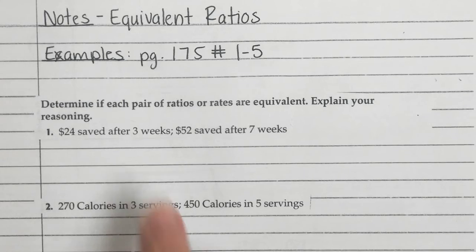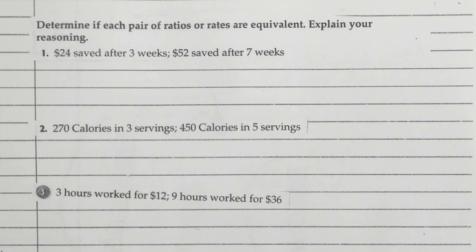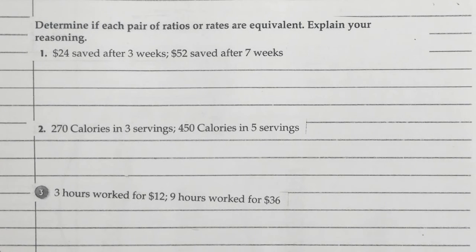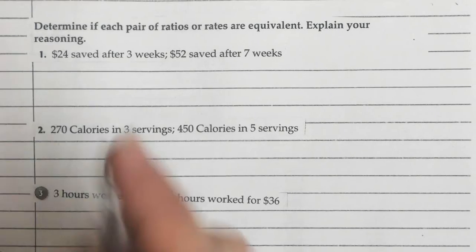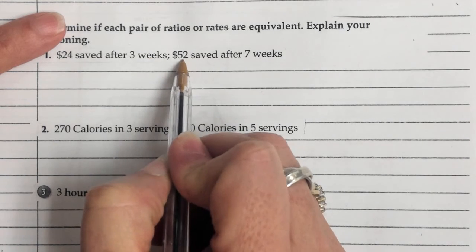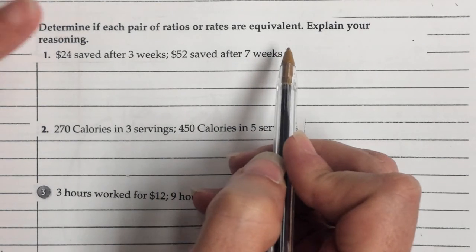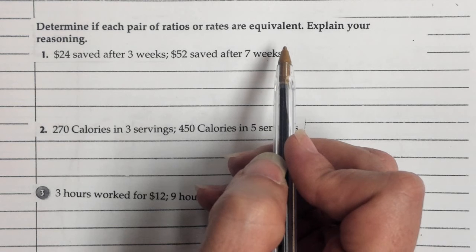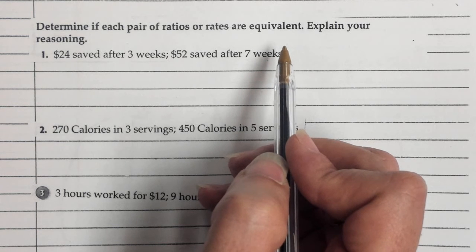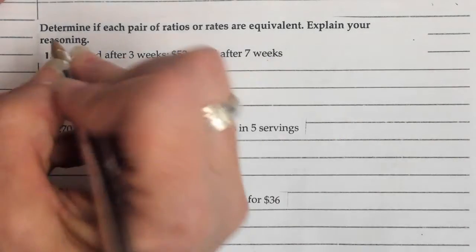Okay. Now, starting with number 1 here. They want us to determine if each pair of ratios or rates are equivalent and explain your reasoning. Your math will be your reasoning for me. I'm good with that. Here we go. So, it has $24 saved after 3 weeks or $52 saved after 7 weeks. Now, you've got to slow down for a second and say, do I want $1 or 1 week? We're wanting to find how much you saved in 1 week. Week has to be on the bottom. So, I set it up like this.